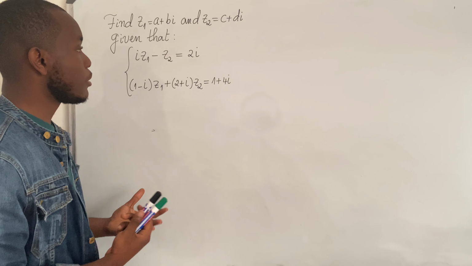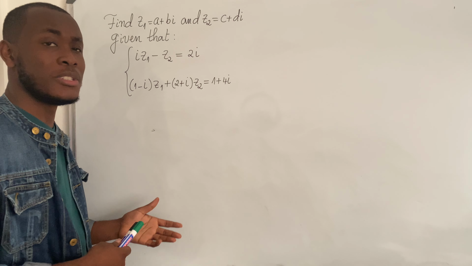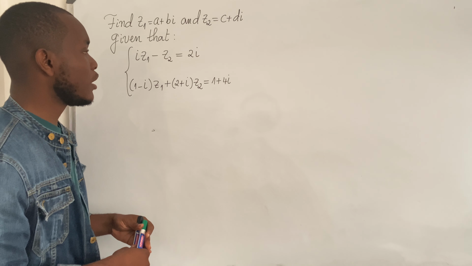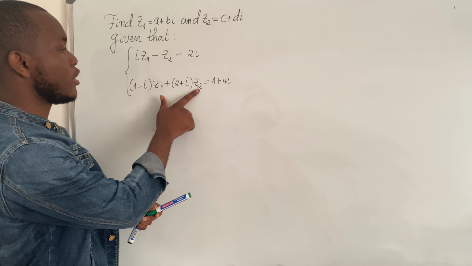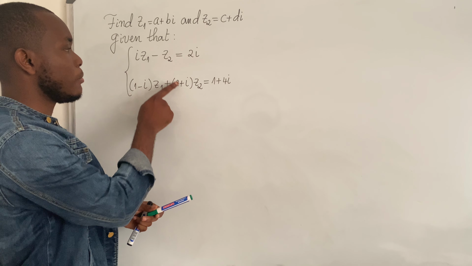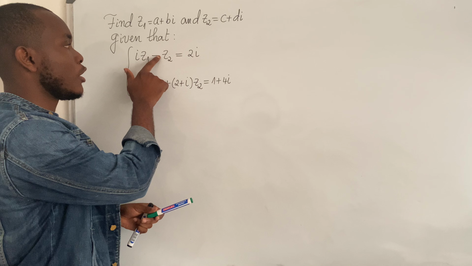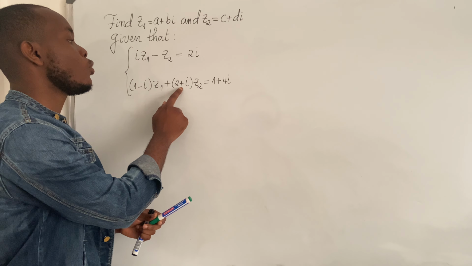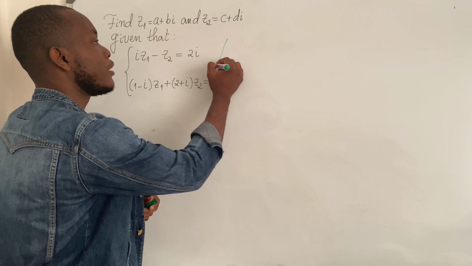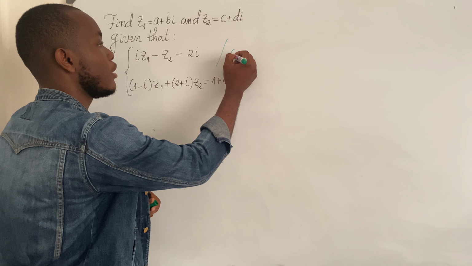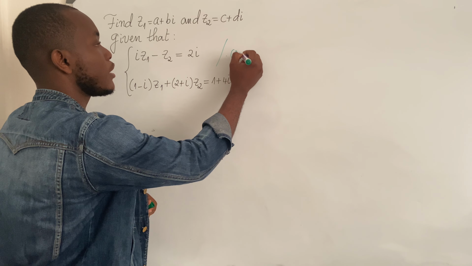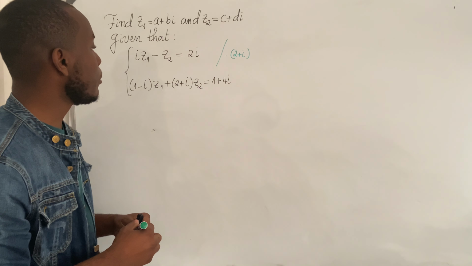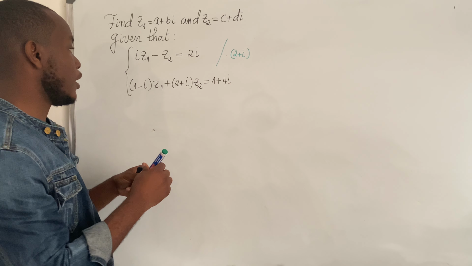So there are various methods that we can use to solve the system of equations, but the one that we can apply here, since we have Z2 here and Z2 here, and they are symmetric, but it's missing the coefficient to be really symmetric, because here we have 1 and here we have 2 plus i. So we can multiply this expression by 2 plus i.